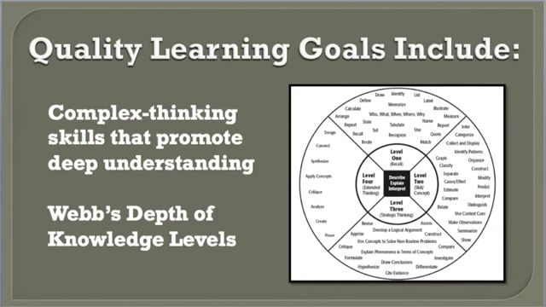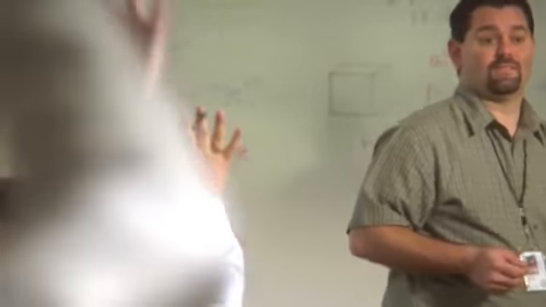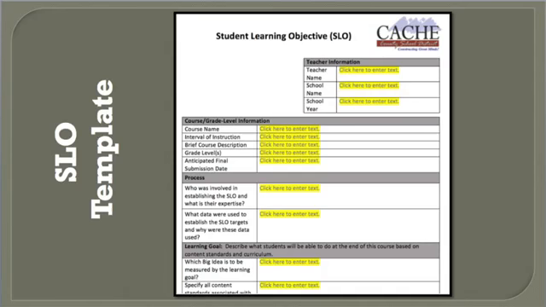Educators also need to include cognitive rigor in developing student learning goals, such as Webb's depth of knowledge, complex thinking skills that promote deep understanding. By incorporating this, students will be using higher level thinking skills, including concept, strategic, and extended thinking. All of these aspects are contained in the CASH SLO template, which you see on the screen in front of you. In an effort to improve the SLO process, some minor modifications have been made to this document.